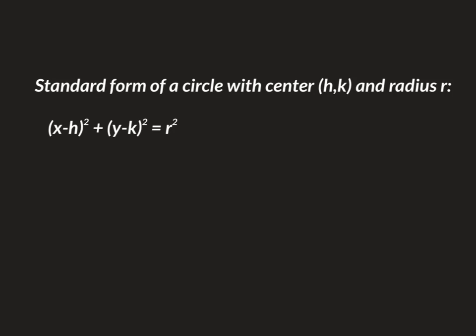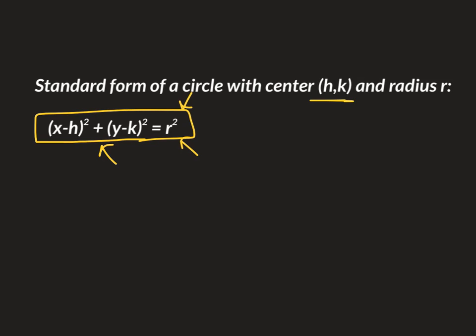Standard form of a circle, an equation of a circle, is going to look like this, exactly like this. (x minus h) squared plus (y minus k) squared equals r squared, where the center is (h, k). It's the opposite of what's inside there. And the radius is right there, so that's really r squared. So you have to take the square root of the number over here to find the radius.